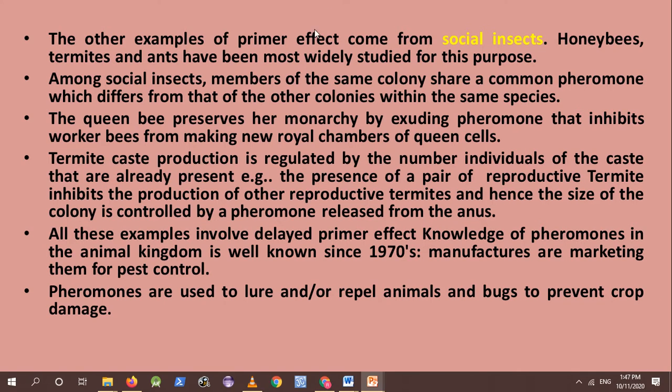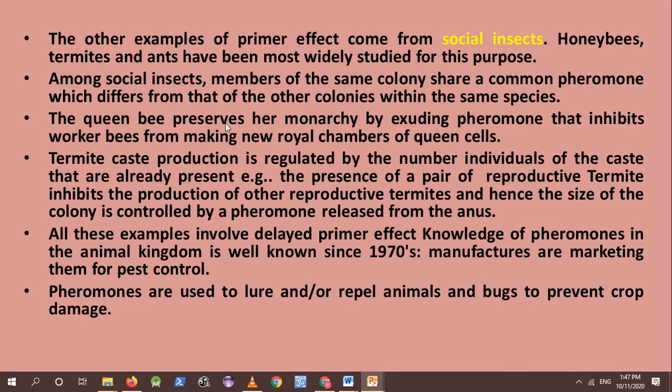Now other examples of primer effects come from social insects like honeybees, termites and ants, and they have all been widely studied for this purpose. Among social insects, members of the same colony share the same pheromone, and their pheromone differs from the pheromone of members of other colonies of the same species.